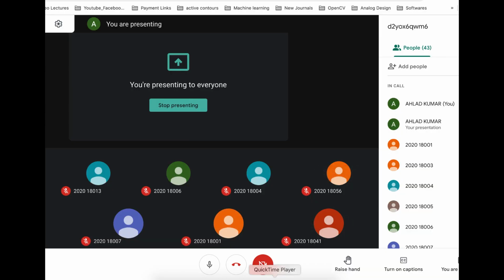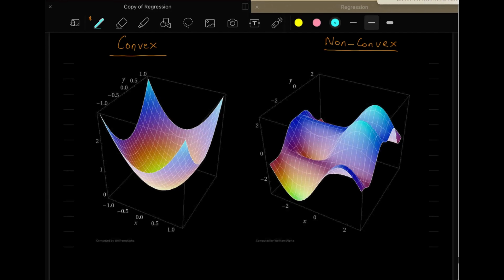Okay, so today we will discuss from where we left off in the last class. We already discussed what convex and non-convex functions are. Just to remind you, convex functions are those which have only one global minimum, whereas non-convex functions have multiple local minima and a global minimum.